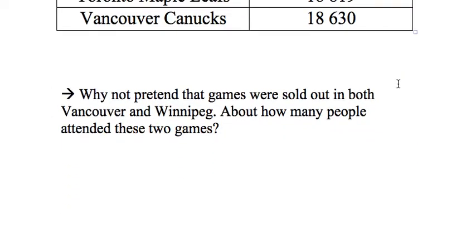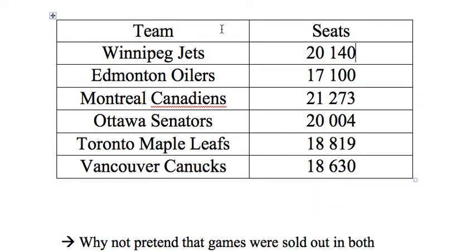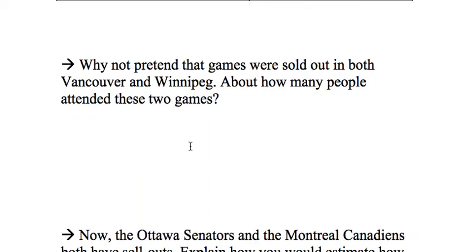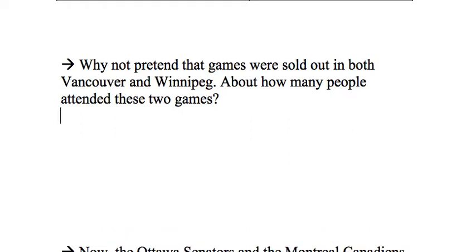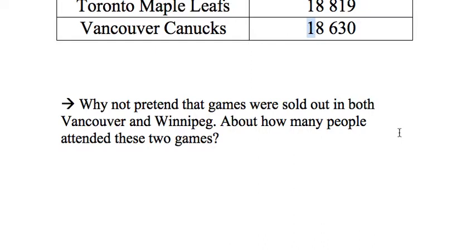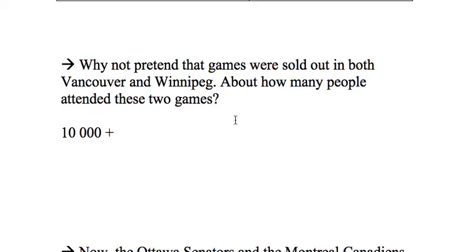Why not pretend that the games were sold out in both Vancouver and Winnipeg? About how many people attended these two games? So Vancouver's got 18,630, Winnipeg 20,140. If we were to estimate, we're going to use front-end estimation this time. To use front-end estimation, we would pick the very first digit in the number, the lead one in the highest place value, and we're going to use that. So here's 18,000, so that would be 10,000, and we're going to use that.